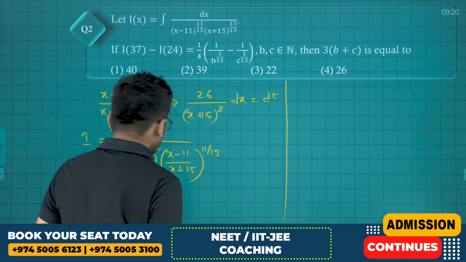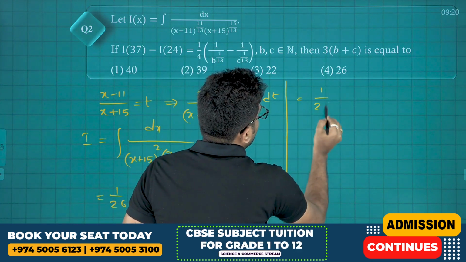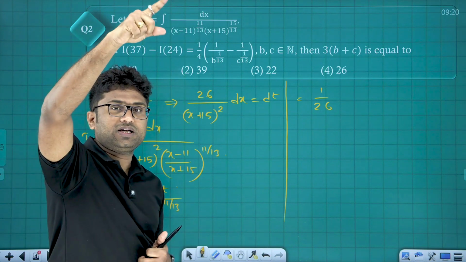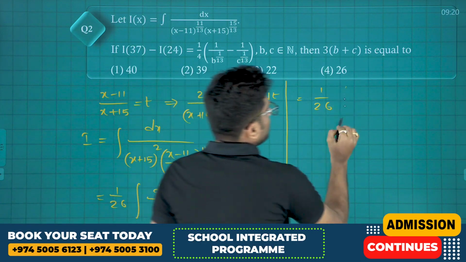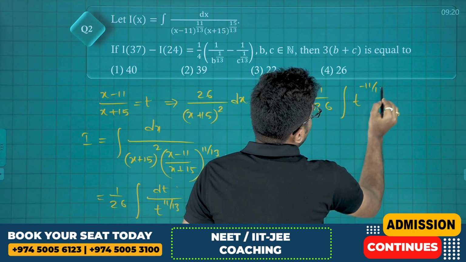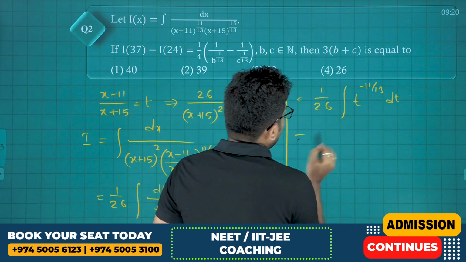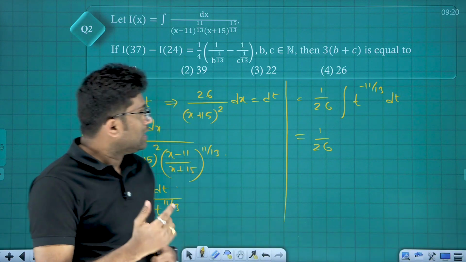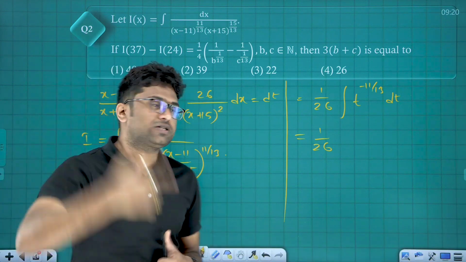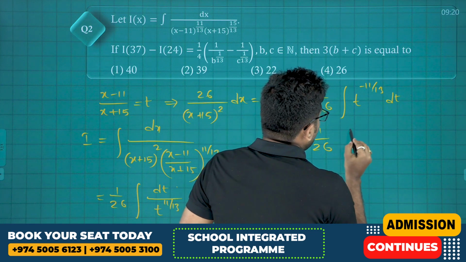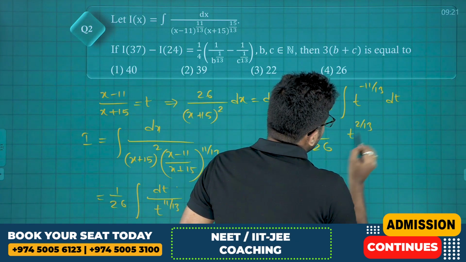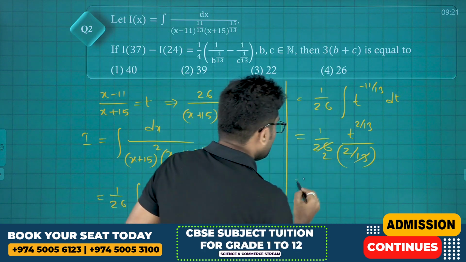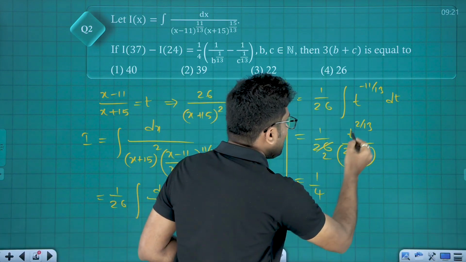So this becomes 1 by 26 into the integral of t power minus 11 by 13 dt. The integral of x power n is x power n plus 1 by n plus 1. So minus 11 by 13 plus 1, which is 2 by 13, t power 2 by 13 divided by 2 by 13. 13 ones, 13 twos. So that is 1 by 4 times t power 2 by 13.